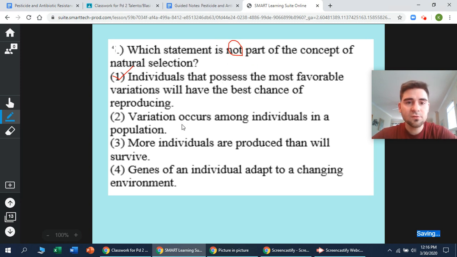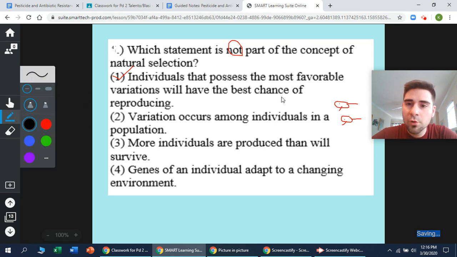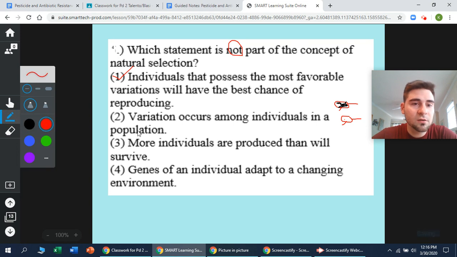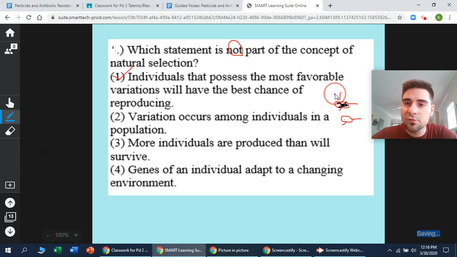Okay, next, variation occurs among individuals in a population. So we should think back to the mice where there were different variations here. Excuse my little drawings of mice. Some had dark fur and some had light fur, right? So variation absolutely occurs among individuals in a population. Here's one individual with dark fur, and here's another individual with light fur. So that does happen.